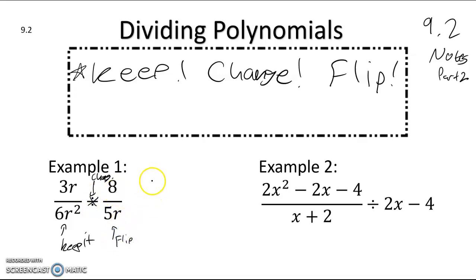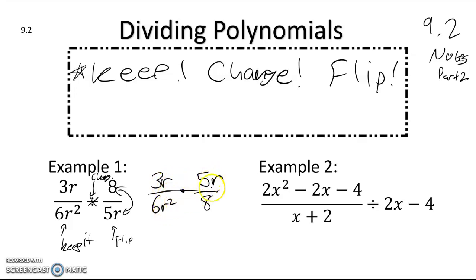So if we do all of that and I rewrite it, I get 3r over 6r squared. That stays the same. I change this division to a multiplication symbol. I flip this fraction, so it switches like that. It becomes 5r over 8. And then from there, it's the same process that we do with multiplication. So let's go ahead and simplify.